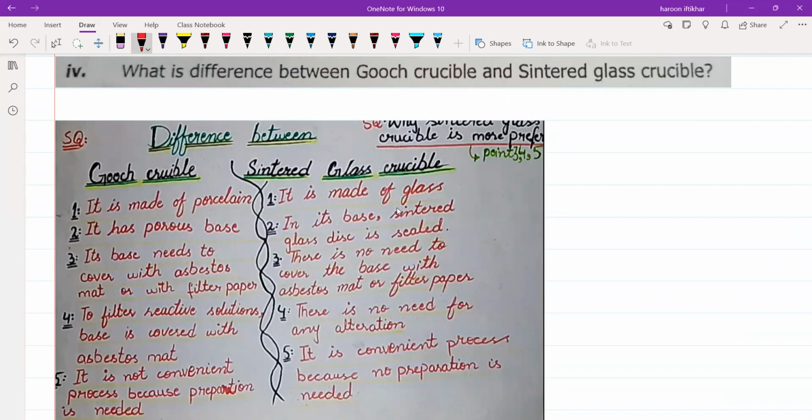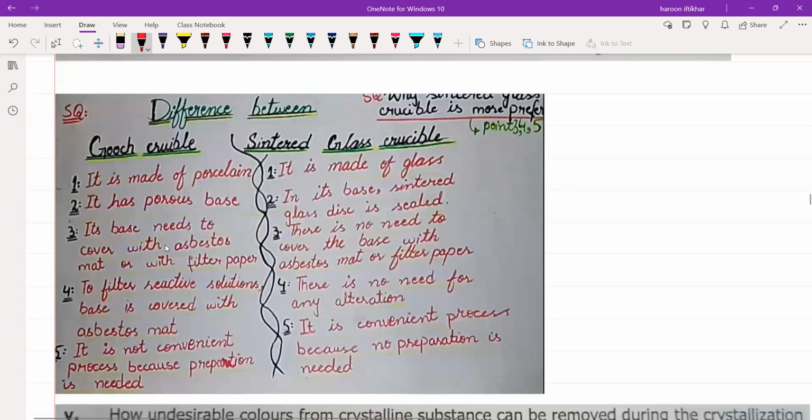While the sintered glass crucible is made of glass. The glass disc is sealed, and you can read the other points as well. Like there's no need of alteration, no preparation is required. Okay, it's a very convenient process.